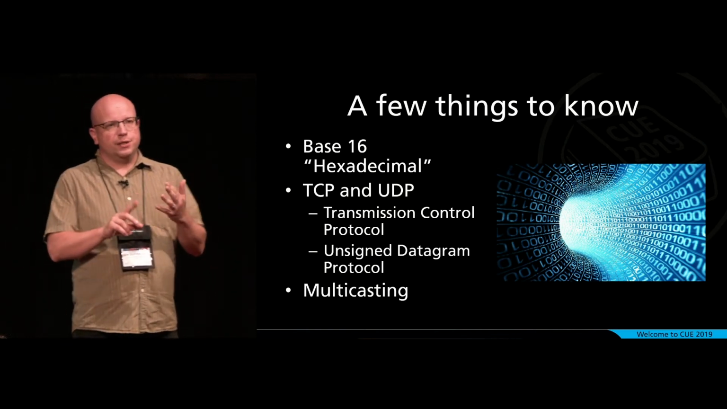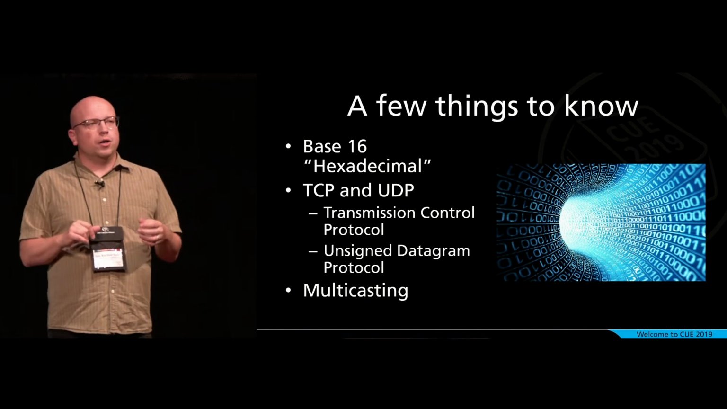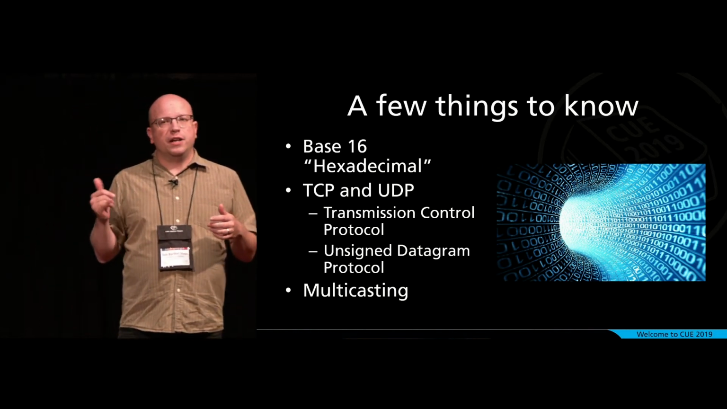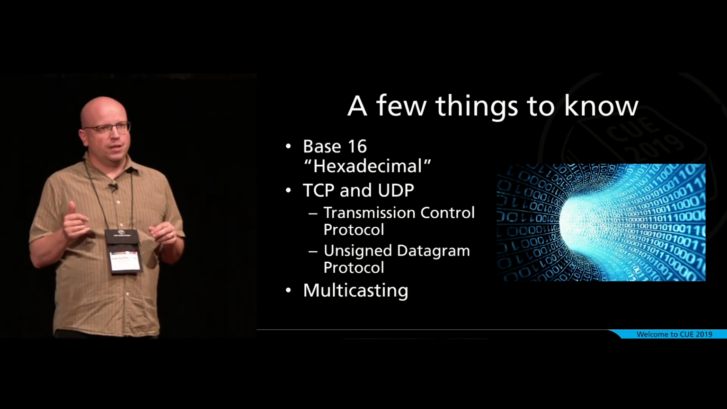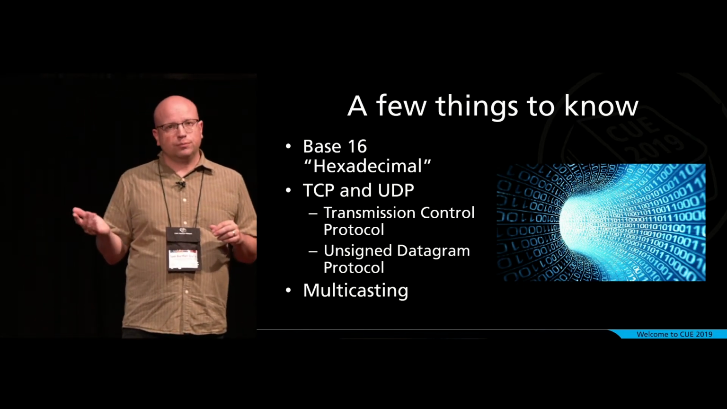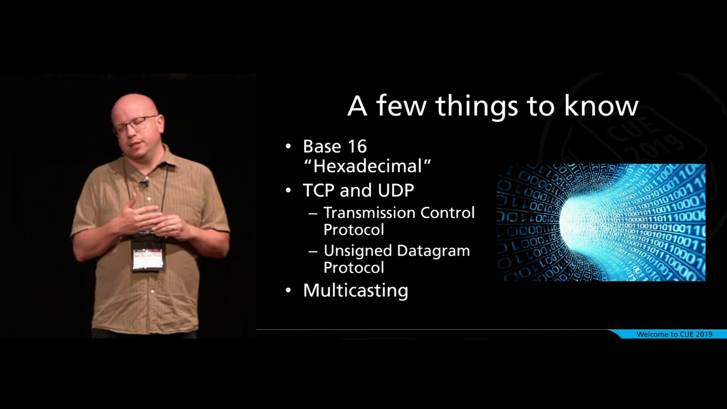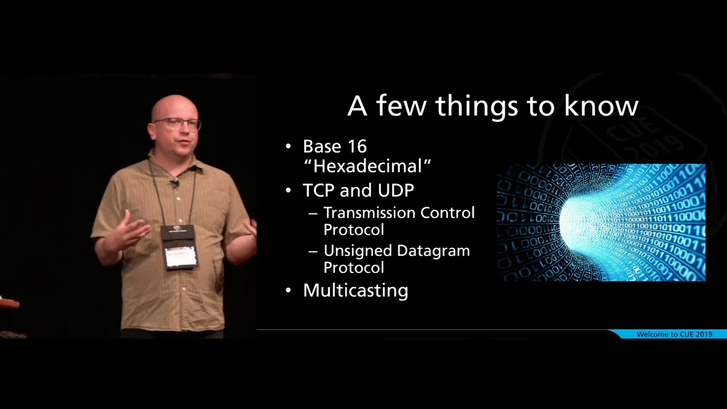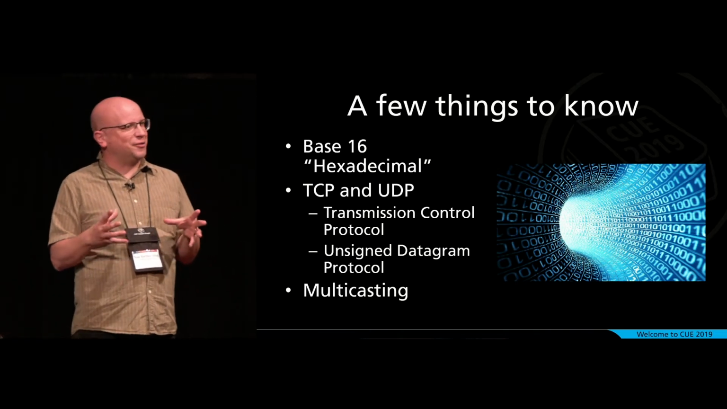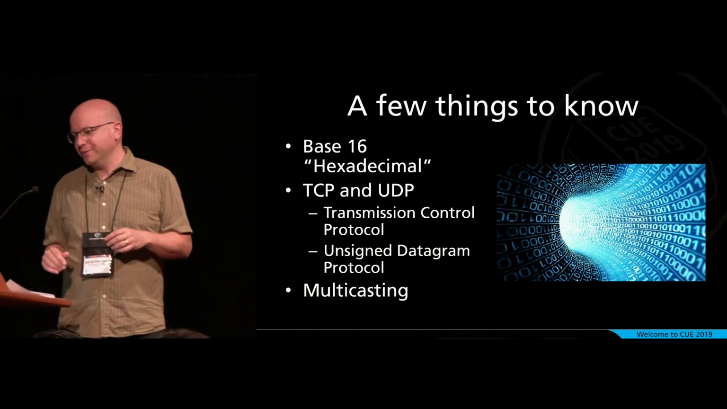So what that means is instead of going 1, 2, 3, 4, 5, 6, 7, 8, 9, 10, I go 1, 2, 3, 4, 5, 6, 7, 8, 9, and then I have some additional digits, which I call A, B, C, D, E, F. So F is 15, and then I go to 1, 0, which means 16 in hex. So that's hexadecimal. You'll see a lot of that in Wireshark. You don't necessarily have to understand all of it, but that's what a lot of the scary-looking stuff is.